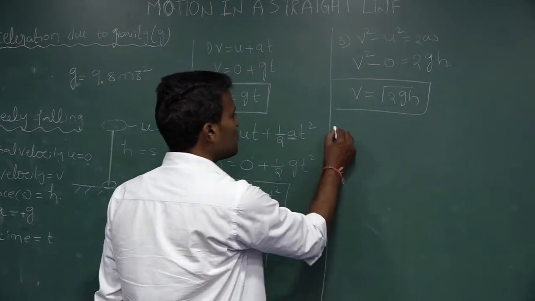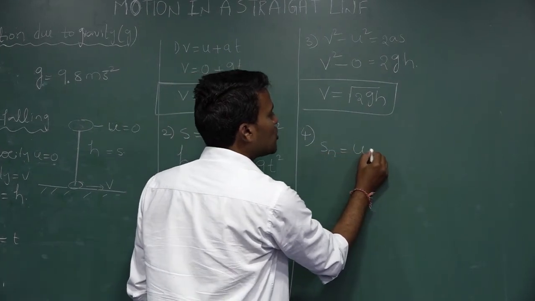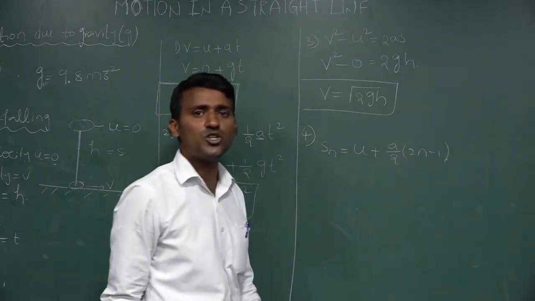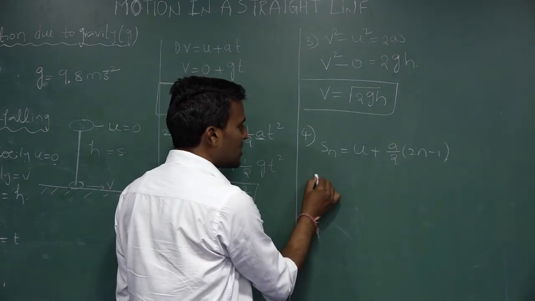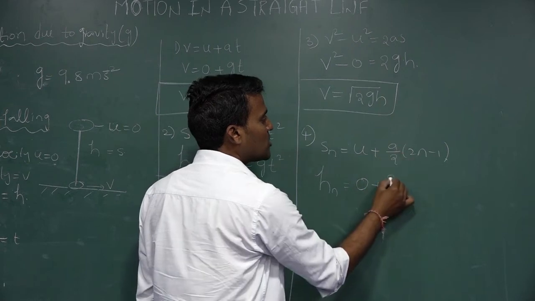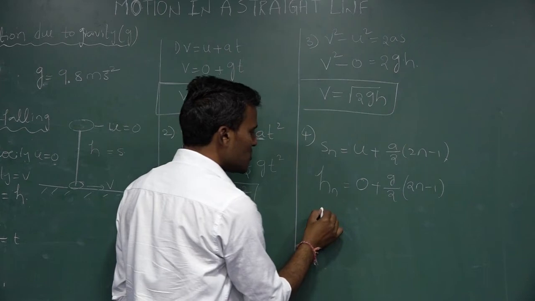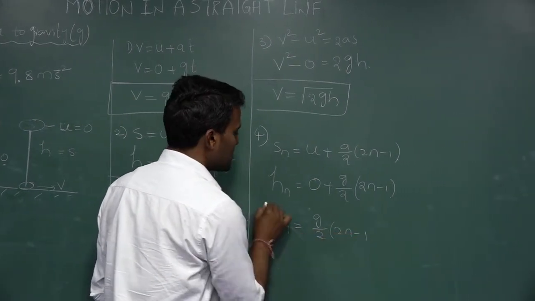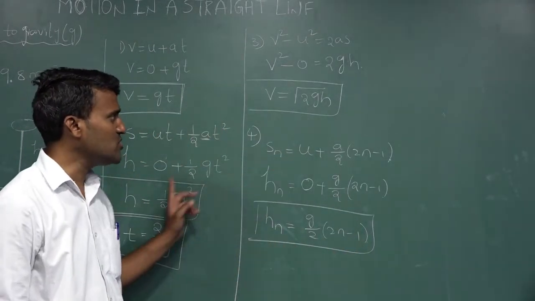And the fourth equation of motion, Sn is equal to u plus a by 2 into (2n minus 1). Okay, S is nothing but I am writing hn, and u is equal to 0, a equal to g, so g by 2 into (2n minus 1). So hn is equal to g by 2 into (2n minus 1) after substitution of these values.